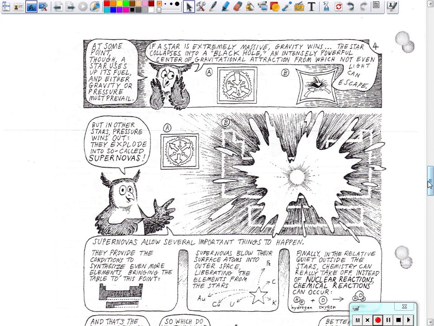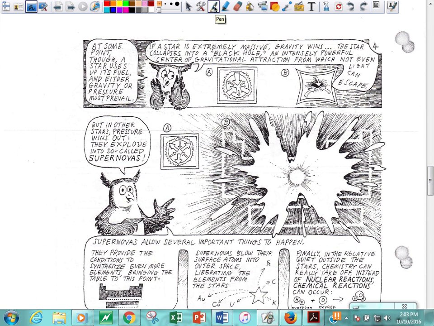Okay. It says, at some point, though, a star uses up its fuel, and either gravity or pressure must prevail. So when it's done burning, when our sun is done and there's no more hydrogen to fuse together, its life cycle is coming to an end. One of two things will happen. Either pressure will win out or gravity will win out. Okay? So it says here, we're at this point.